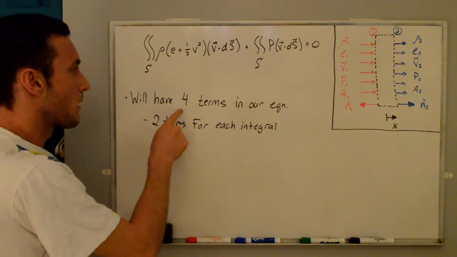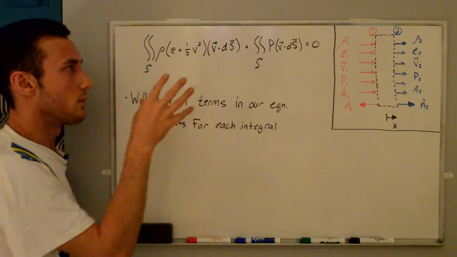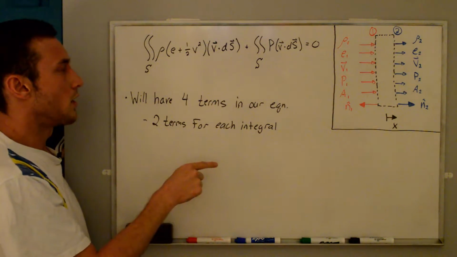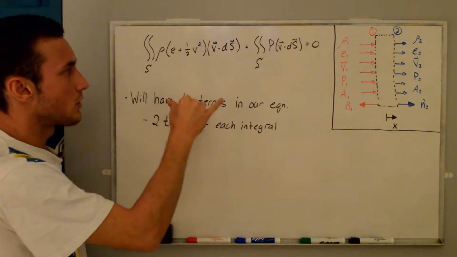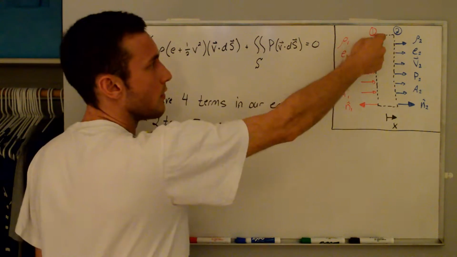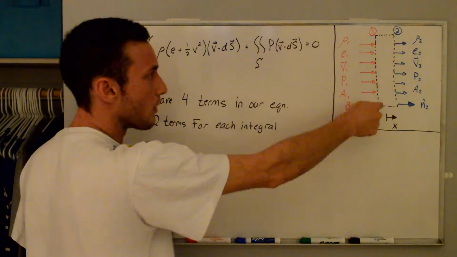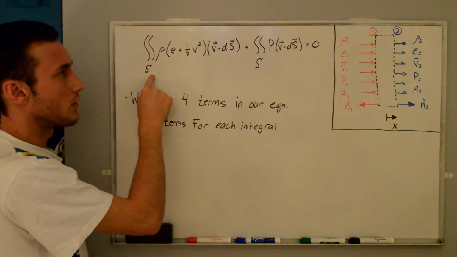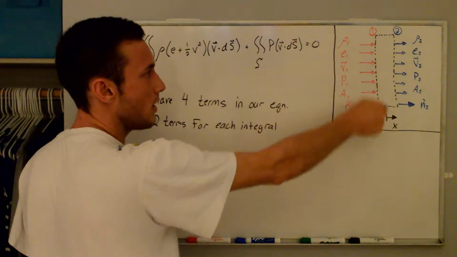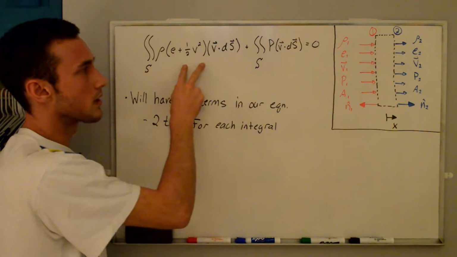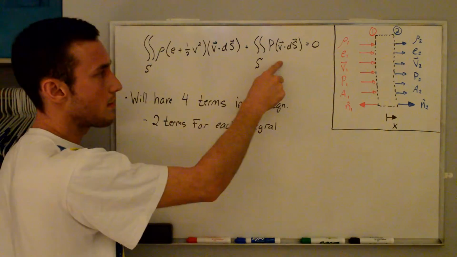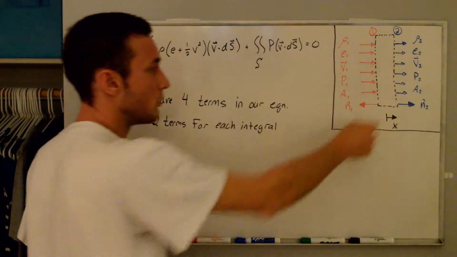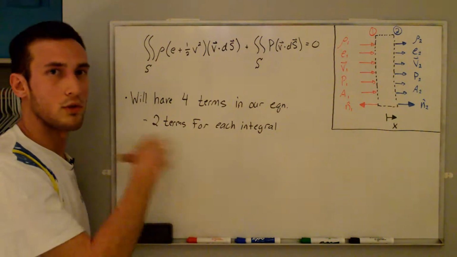And you'll note that we're going to have 4 terms in our equation when we first break this down, 2 terms for each integral, because what these integrals are saying is we need to integrate over the control surface. So we're going to integrate over surface 1 and then surface 2. So that's where 2 terms come from for this term. And then same thing over here, we're going to integrate 1 and we're going to integrate 2. So we're going to have 4 terms in our first equation that we write.